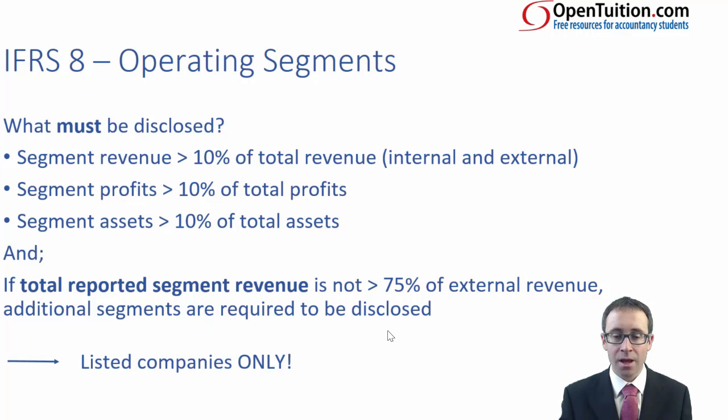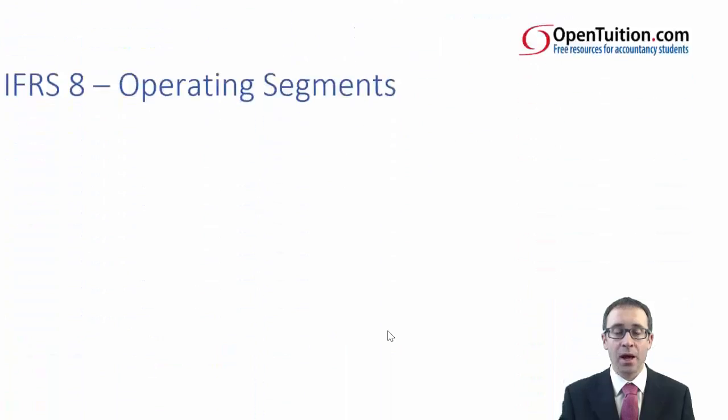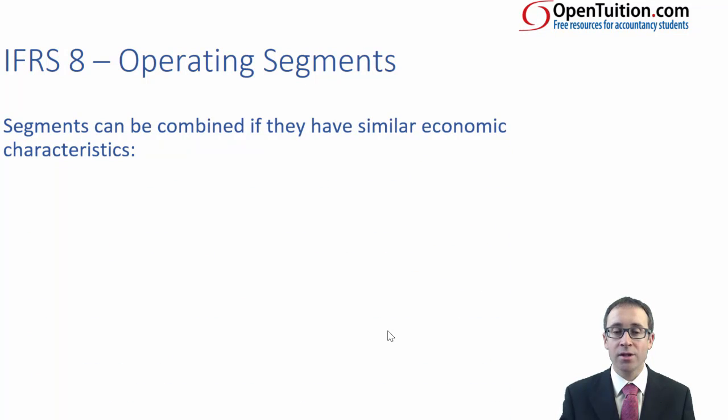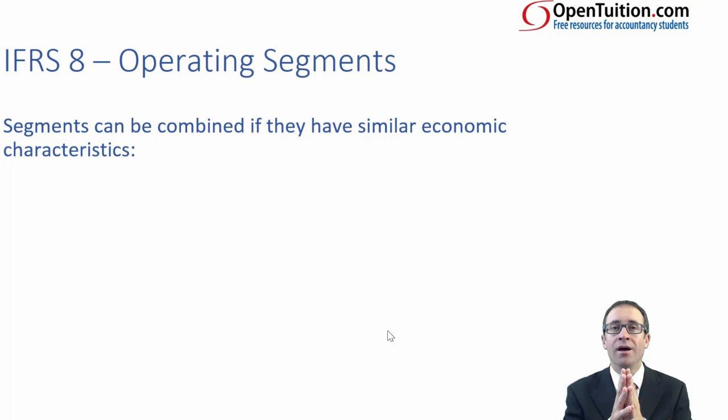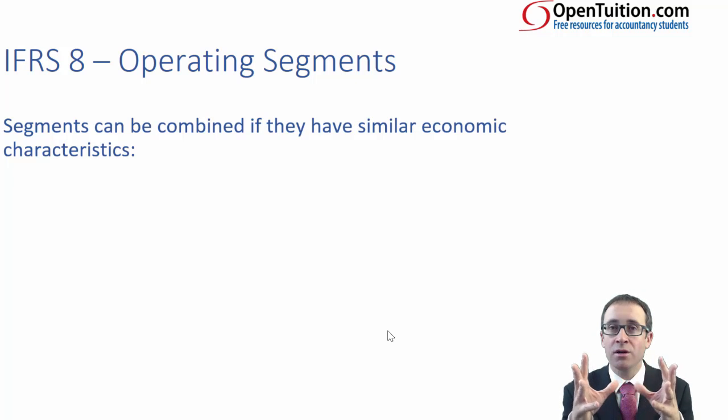Just be aware, if you are applying IFRS 8, it only applies to listed companies. So if you are not listed, then you do not have to apply the rules of IFRS 8. Moving onwards, we need to think about the combination of segments, because obviously you've got hundreds of segments. We've narrowed it down to the segments that must be disclosed, but the remaining segments that are not disclosed, or some of those segments that have to be disclosed, could you combine them together?